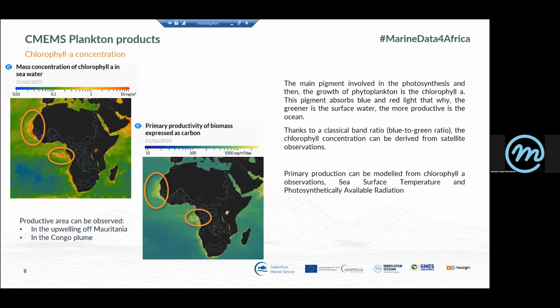On the two maps on the left, two specific events are represented. You have a high productivity off Mauritania, and also a high productivity in the Congo plume. You can see these features on the two maps, for the chlorophyll and also for the primary production. So thanks to the pigment composition, we do not have access only to the chlorophyll concentration, but we can also get a little more information on the biological composition of the seawater.